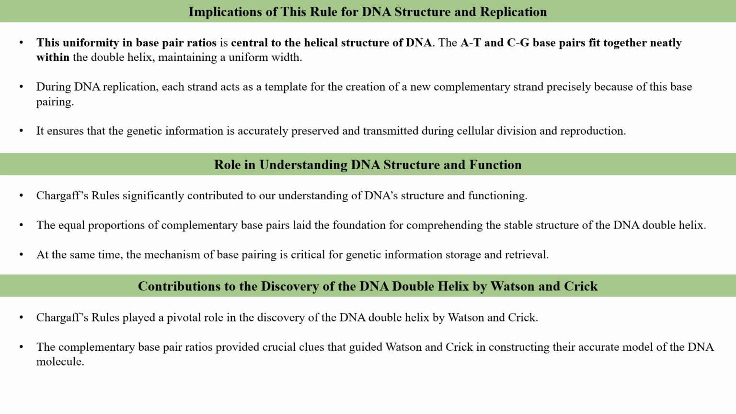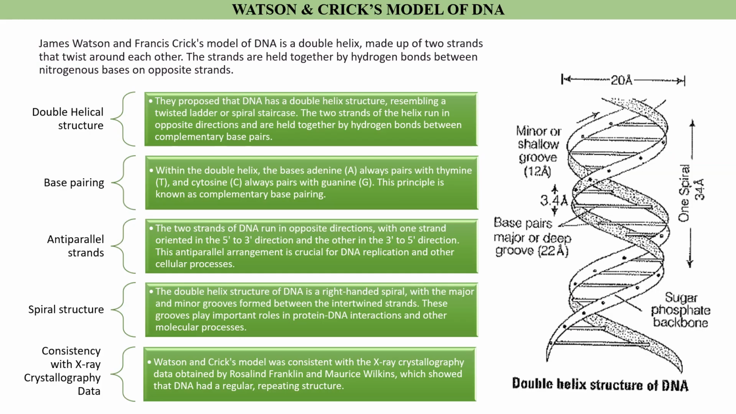And also it is these Chargaff's rules that have paved the way to the Watson and Crick's model of DNA, which I'll be telling further. Yes, Watson and Crick's model of DNA. DNA is a double helical structure resembling a twisted ladder or a spiral staircase. You might have seen them in the market. There are spiral staircases also. So imagine that to be a DNA.